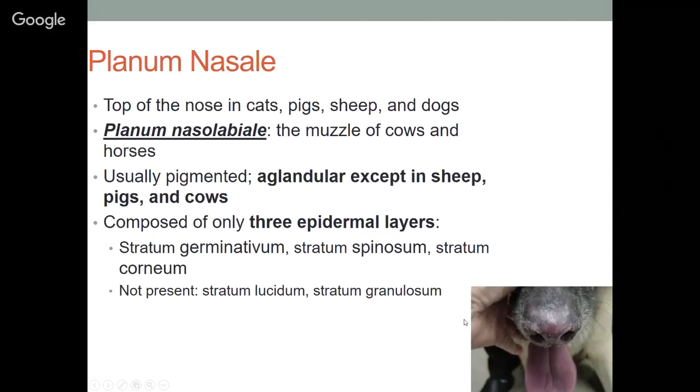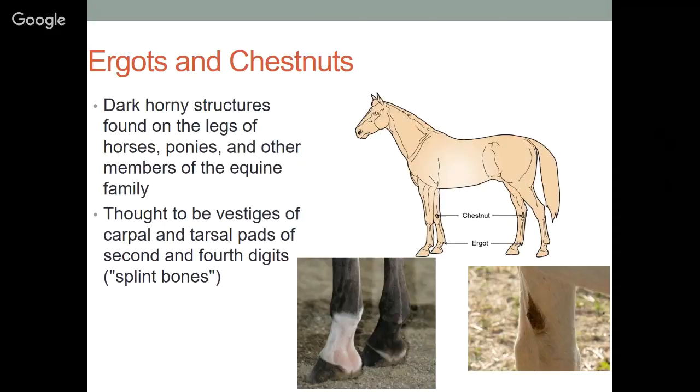Ergots and chestnuts. These are dark, horny structures found on the legs of horses and ponies and other members of the equine family. They're thought to be vestiges of carpal and tarsal pads. Carpal means the wrist. Tarsal means the ankle. And in a horse, the wrist is here and the ankle is here. And it's the pads of those second and fourth digits, the splint bones that are not touching the ground.